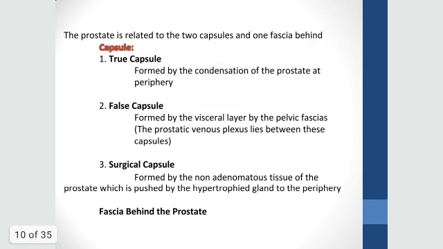So, prostate is related to two capsules and one fascia behind. True capsule is formed by the condensation of the prostate at periphery. False capsule is formed by the visceral layer of the pelvic fascia. The prostatic venous plexus lies between these two capsules. Now there is a third of surgical importance, formed by the non-adenomatous tissue of the prostate, which is pushed by the hypertrophic gland into the periphery, and the fascia is behind the prostate.